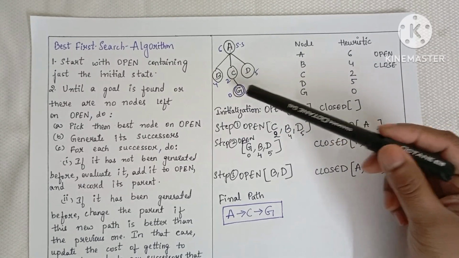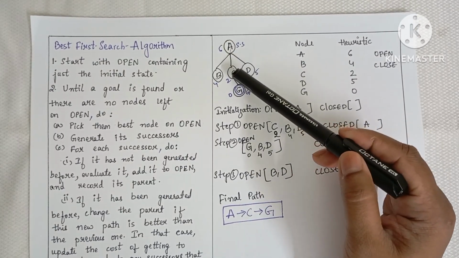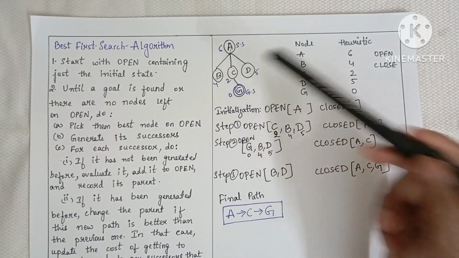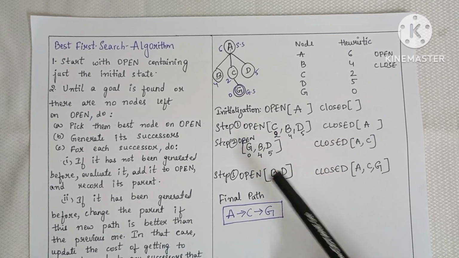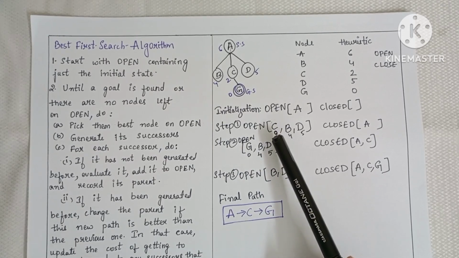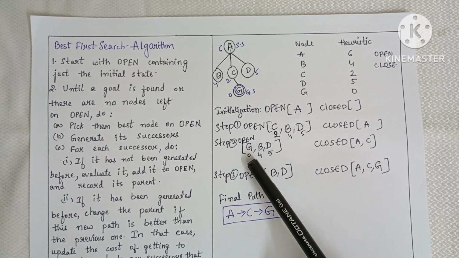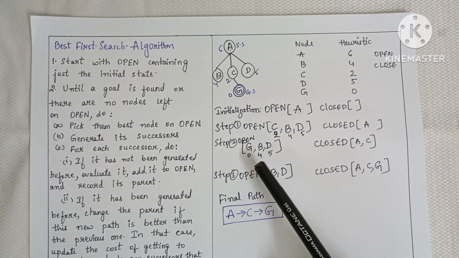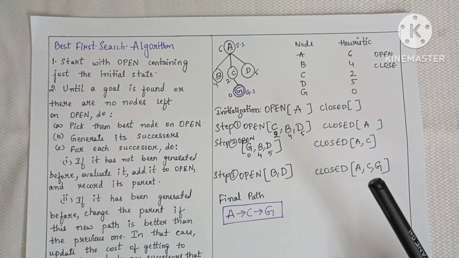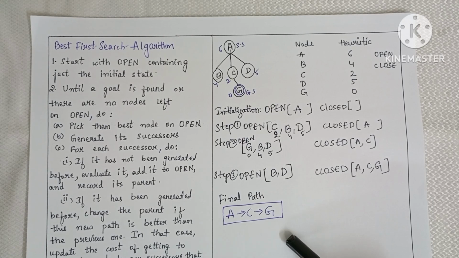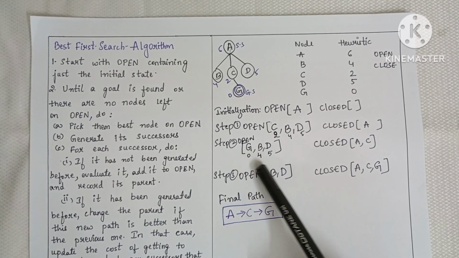Then C for its successors. Its successor is G. So we are sure to travel to the node C, so this C will come to the closed list. The closed list now is A, C. Here we are picking C from the open list, generating its successor G, and evaluating and adding this to the open list. So in the open list, G, B, D. This is in the sequence order of the heuristic value in increasing order.